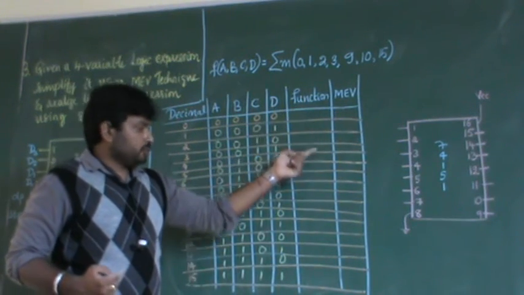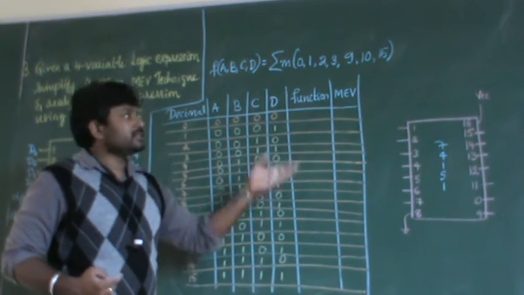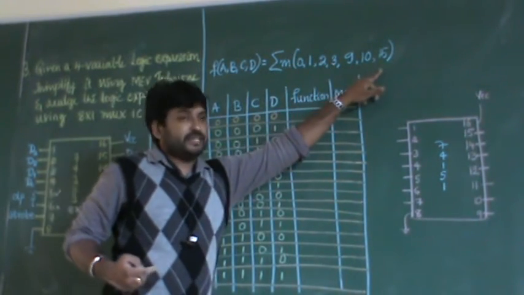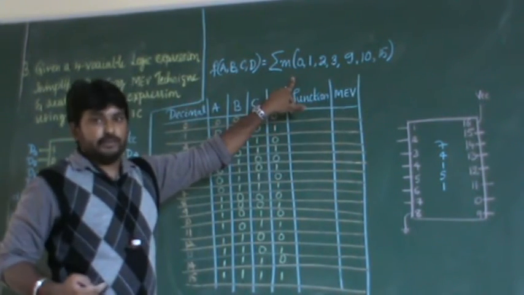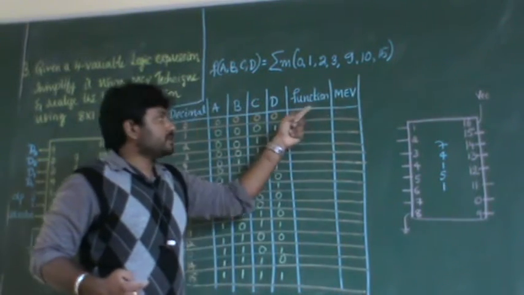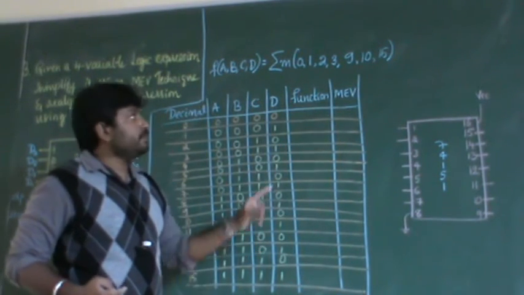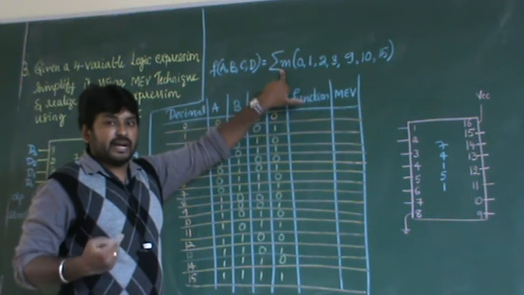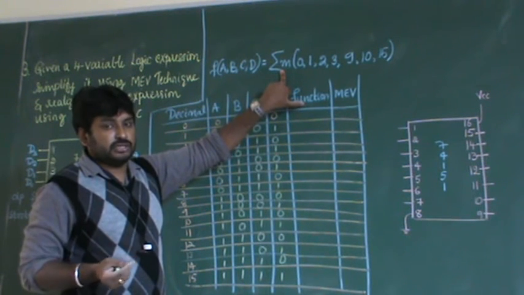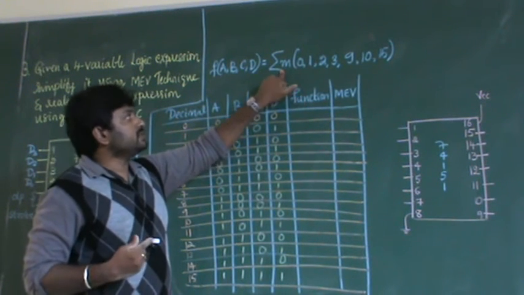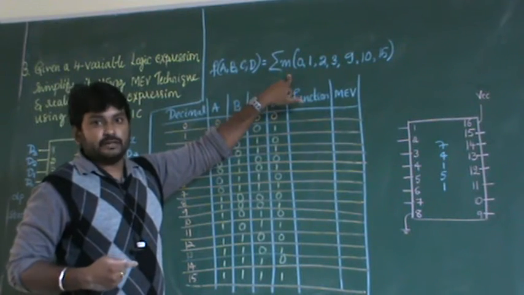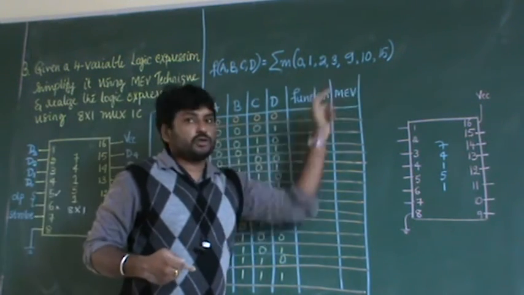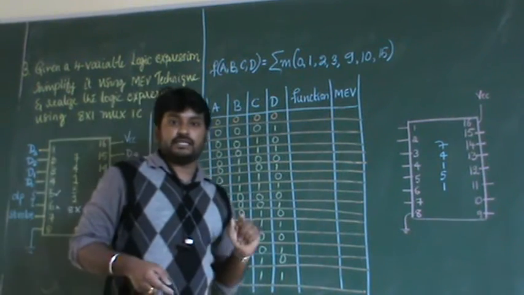Okay, so now I have to write the function outputs. What is the function output they have given? So 0, 1, 2, 3, 9, 10, 15. For each combination, you are supposed to write 1, because it is a min term, right? It is not a max term. If they have given a max term, then that will be a different question. I will teach you on that also. Since they have represented the sum of min terms, the summation is there, you are supposed to highlight this combination with logic high, that is 1.